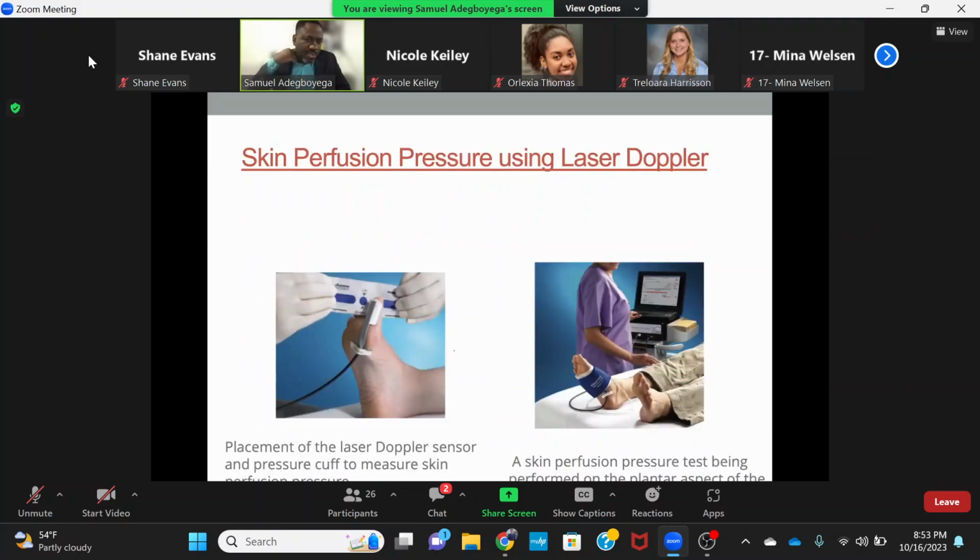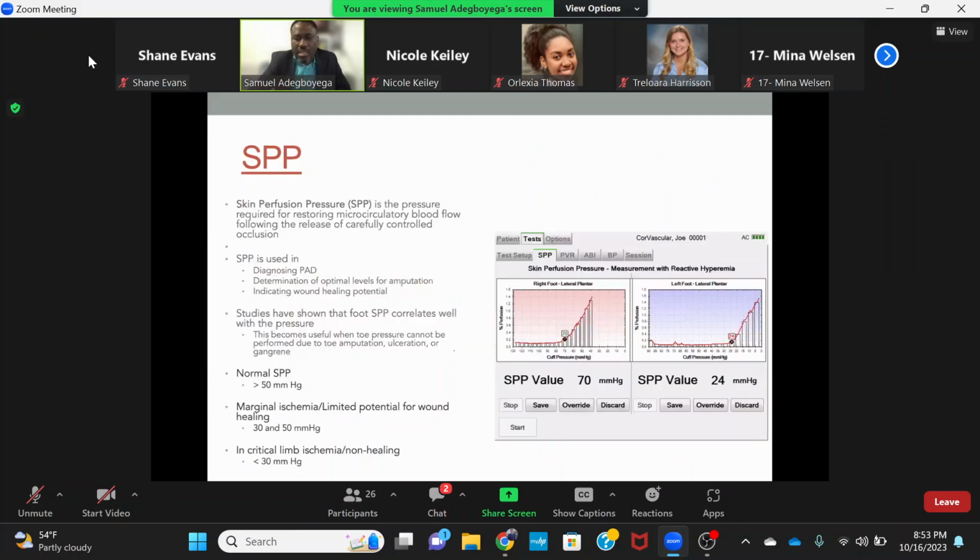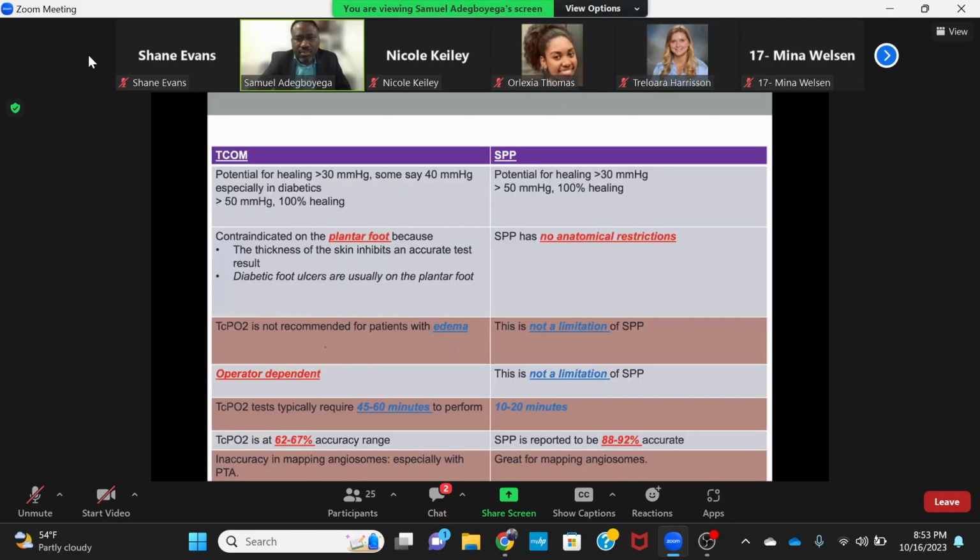Again, this is your skin perfusion pressure. Microcirculation using laser Doppler. So if you have a calcified vessel, it's not going to affect it. Basically, it is telling you the pressure that is being generated from a compression of a vessel. Same thing with SPP, TCOM, SPP, the same thing. More than 50 is good for healing. More than 30, they say it's probably going to heal.